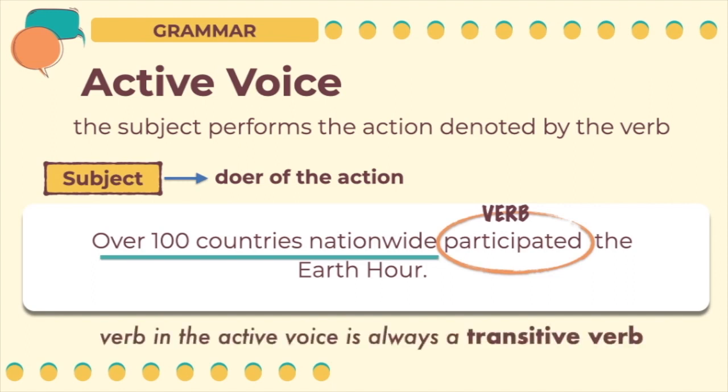Always remember that the verb in active voice is always a transitive verb. Thus, it has a direct object which receives the action. In that case, our direct object in this sentence is the Earth Hour.